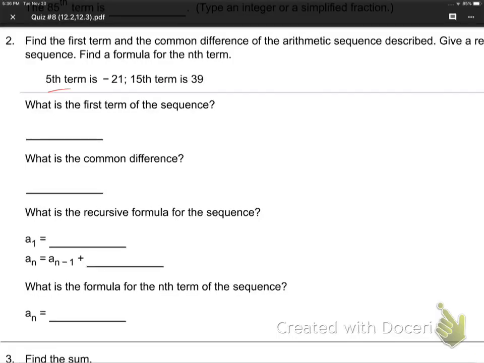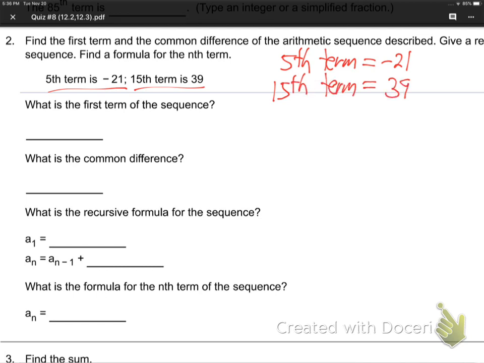Okay, so here's number 2. The fifth term is minus 21. The 15th term is 39. Okay, so let's try this out. So the fifth term is minus 21, and the 15th term is 39. How far is it from the fifth term to the 15th term? 10 terms away, 10 jumps.